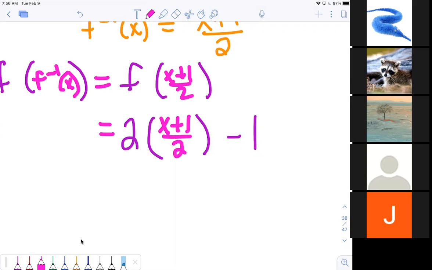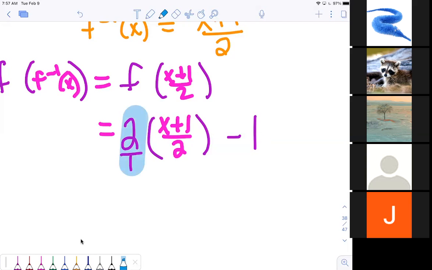Could you multiply by 2 to get it out of a fraction? Yes, we are going to multiply it by 2 to get it out of the fraction. If I have 2 over 1, there we go.